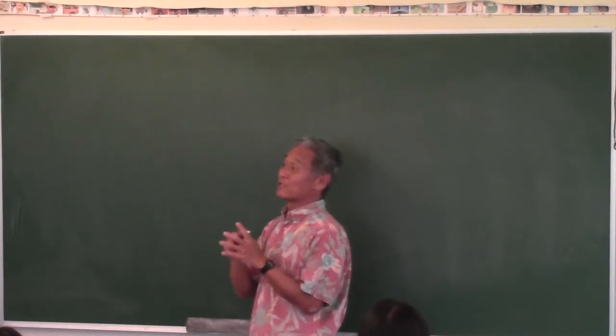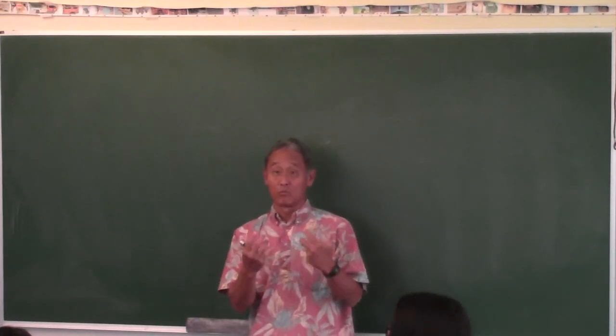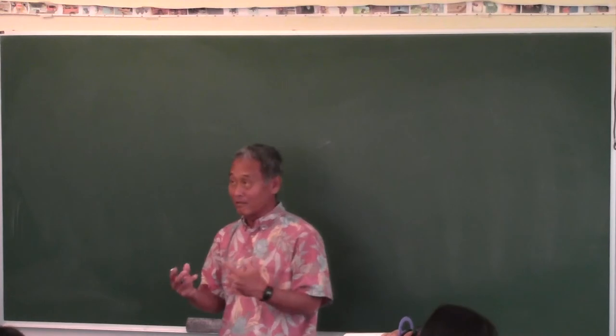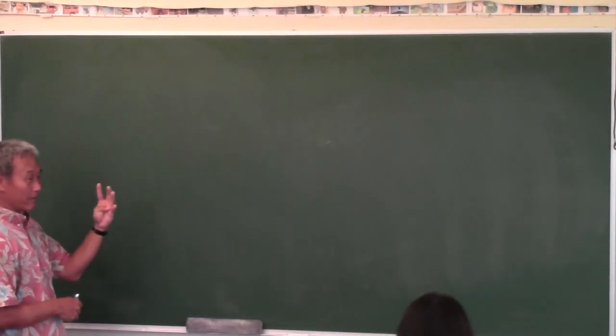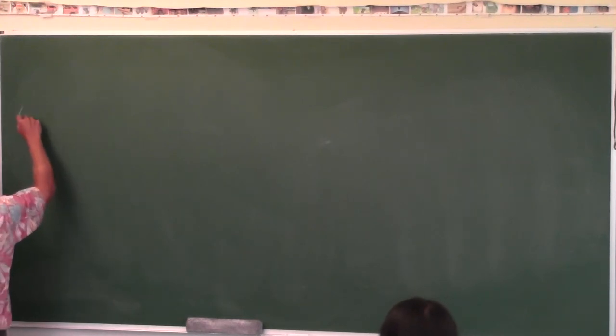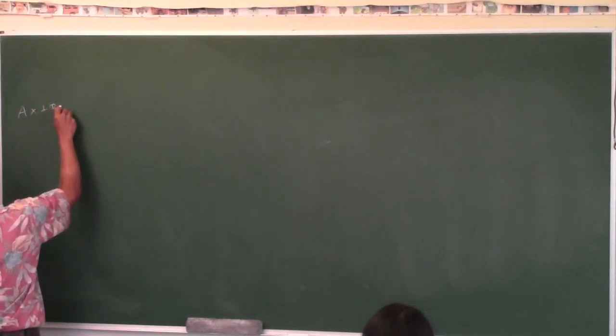Okay, can we do this? Now, tonight's homework, now you're going to actually write equations of lines. Now, there are four forms of lines that we learned over our math career so far, right? The first one is this one: Ax plus By plus C equals 0.